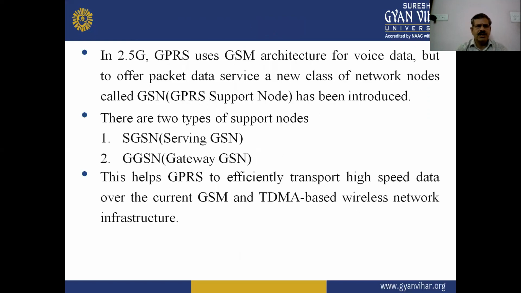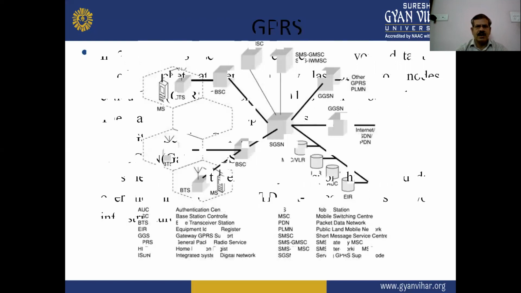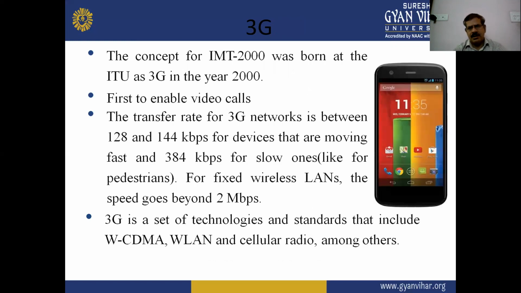In 2.5G, GPRS uses GSM architecture for voice data. And next one is the 3G technology. The next generation is the 3G technology of wireless systems. The concept for IMT-2000 was worked at the ITU as 3G in the year 2000. First to enable video calls.